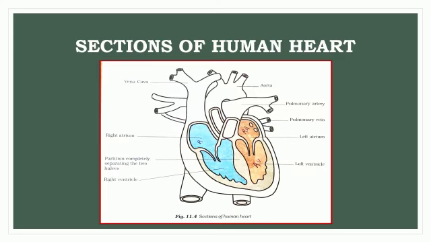Children, here you can see the picture of the sections of the human heart. Here the left atrium and the right atrium are labeled, and also the left ventricle and the right ventricle are labeled here. You can also see the labeling of the septum, where it is written partition completely separating the two halves, that is called septum.